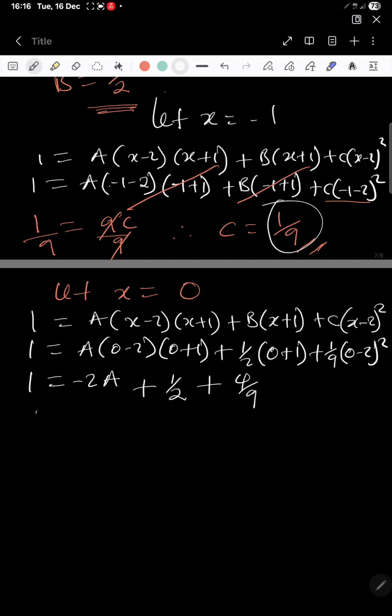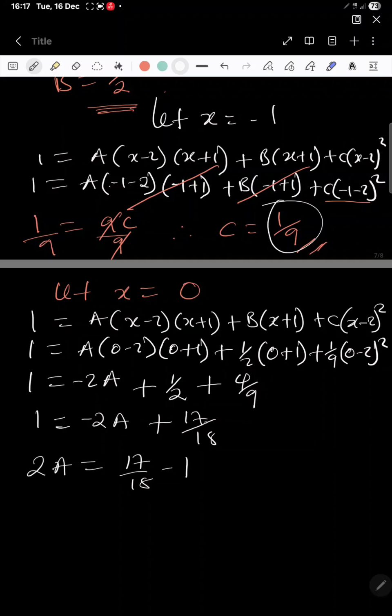Okay, so we shall have 1 is equal to -2a, then we say plus 1 over 2 plus 4 over 9. So 1 over 2 plus 4 over 9, we are going to get 17 over 18. So we get 17 over 18, and then now you need to solve this as an equation to get the value of a. So to get the value of a, the 2a can come to the other side here. It is going to be a positive 2a is equal to, this side we have 17 over 18 minus 1.